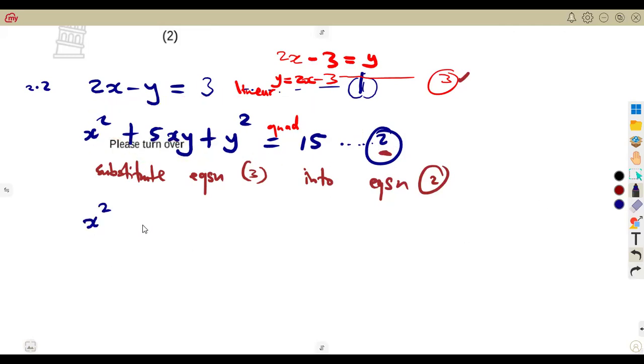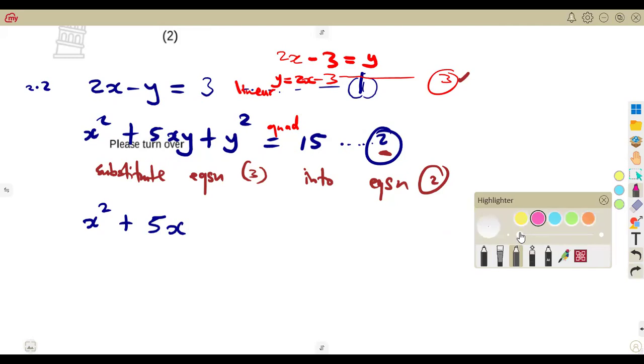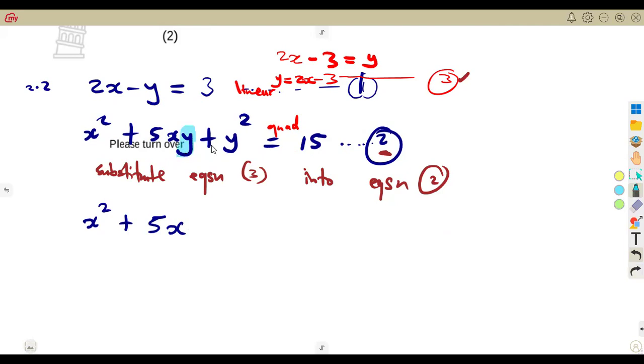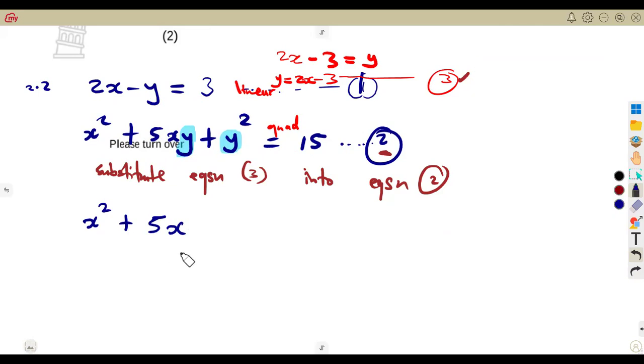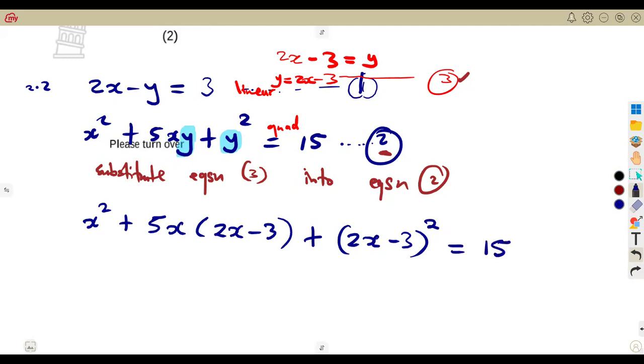We substitute there in x squared plus 5x in place of y, wherever y is. Our target is the y here. So in place of that y, we're going to substitute 2x minus 3. We just open a bracket there. We substitute 2x minus 3 plus y squared. Y is what? 2x minus 3. So that's 2x equals 15.